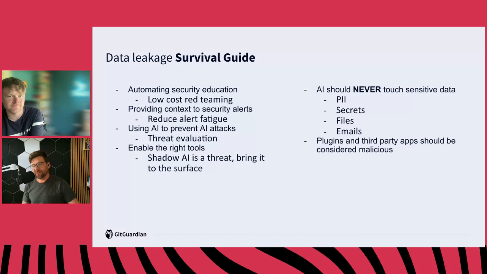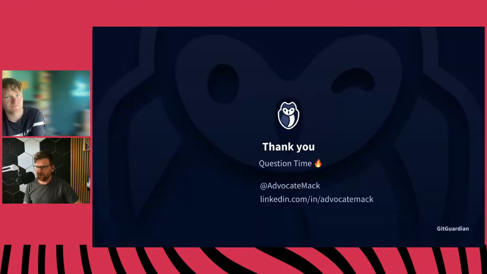Yeah, there's other things that we can use AI for: automated red teaming, adding context to alerts to reduce fatigue, using AI to prevent AI attacks. This is actually an interesting concept and one we can do. And making sure that we never have things like PII, secrets, files, emails that touch AI systems. If we can prevent that, we've gone a long way.